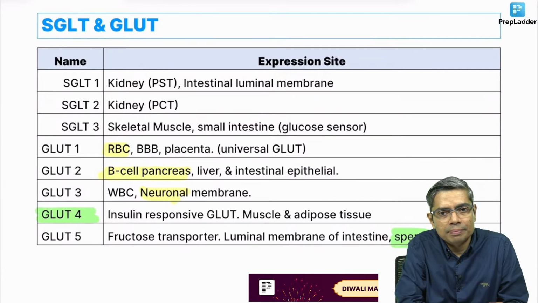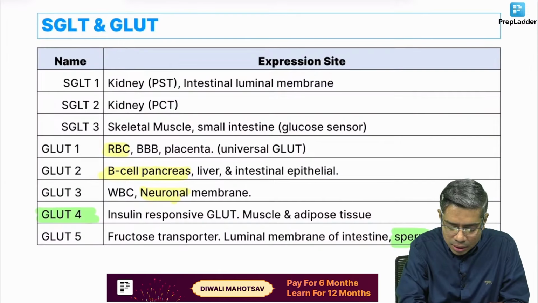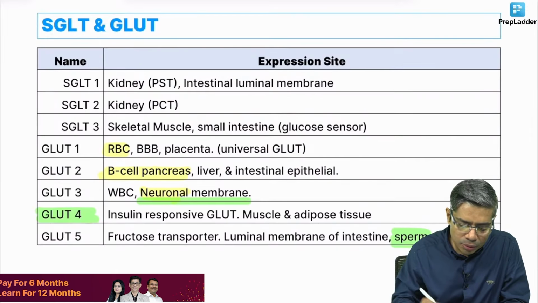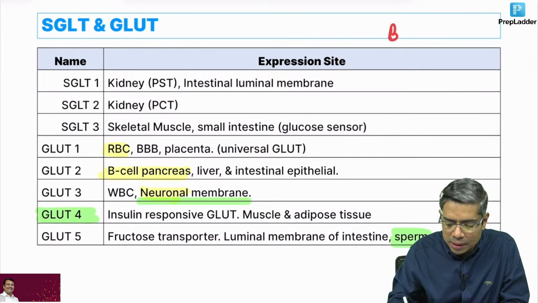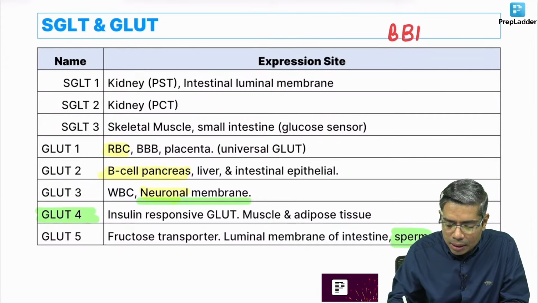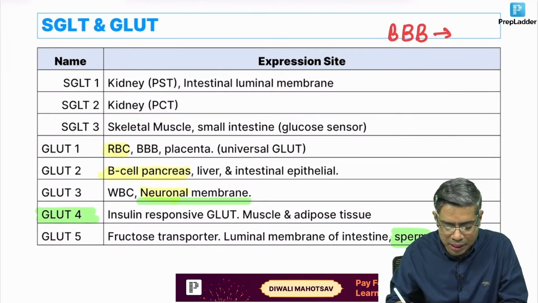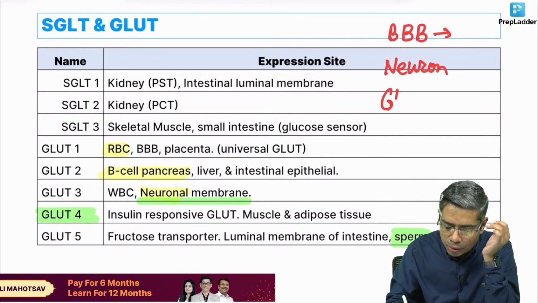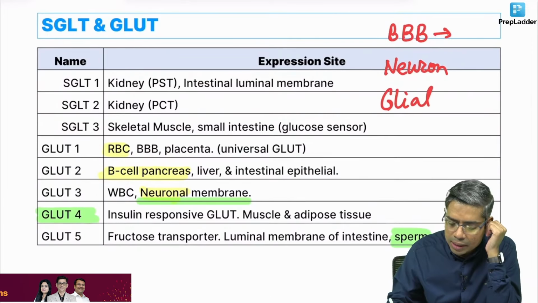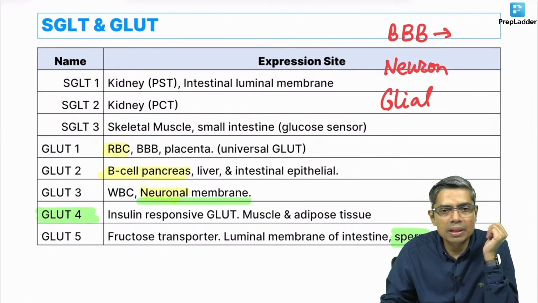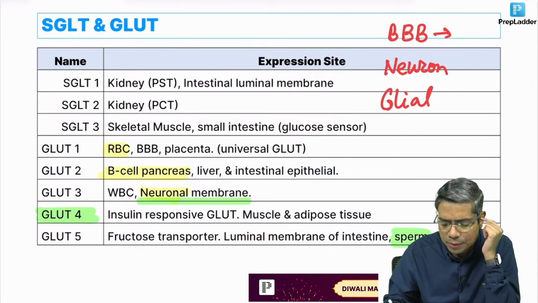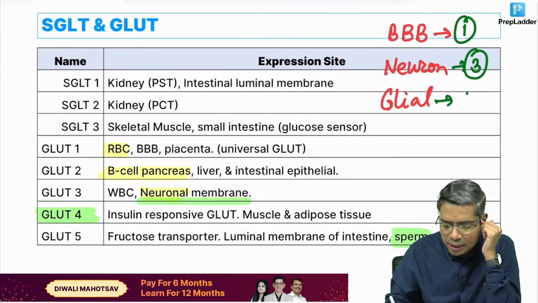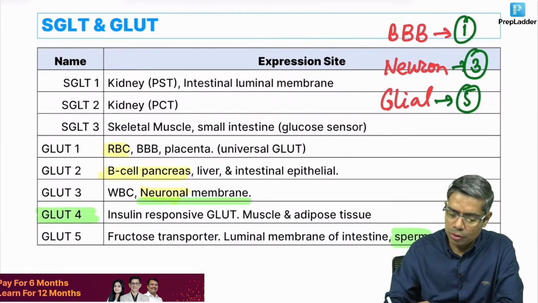Whenever you look at the GLUT on the neuronal membrane, remember that sometimes a question can be asked: which GLUT is present in the blood brain barrier, which on the neuron in the brain, and which on the glial cell? This will be taught in multiple classes in biochemistry and medicine also. So the blood brain barrier has GLUT1, the neuron has GLUT3, and the glial cell has GLUT5. So don't forget this.